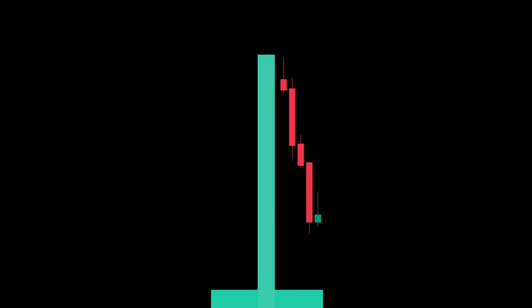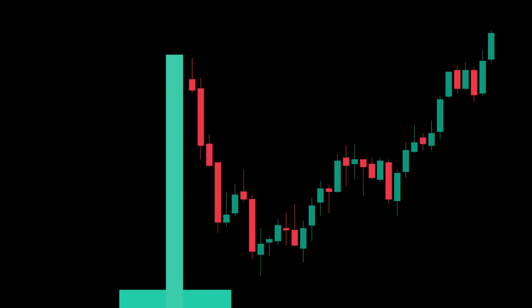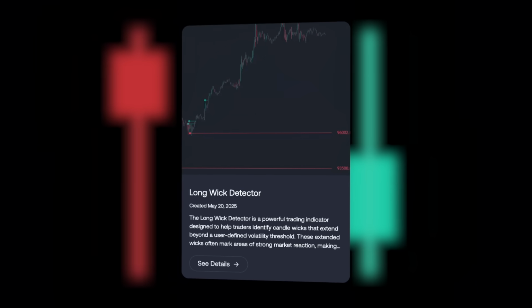If you were to zoom in on one of those long wicks, you'll often find they represent retracements of lower time frame moves. And based on the principles of market structure, many of those wicks tend to get filled later on. But here's the challenge. How do you know which wicks are meaningful and which ones are just noise? That's exactly where our custom indicator comes in.